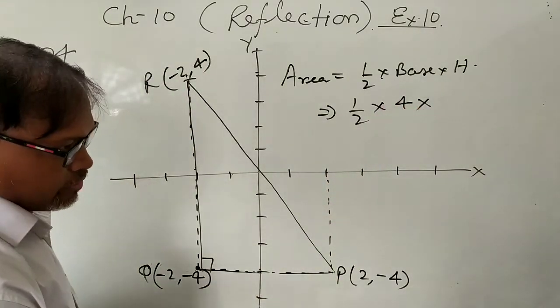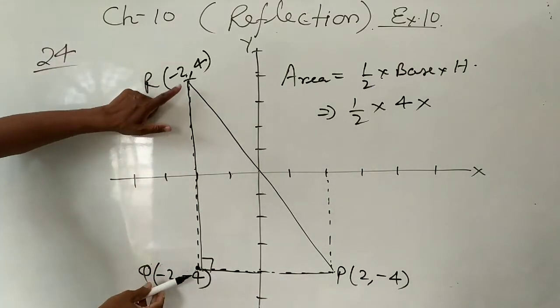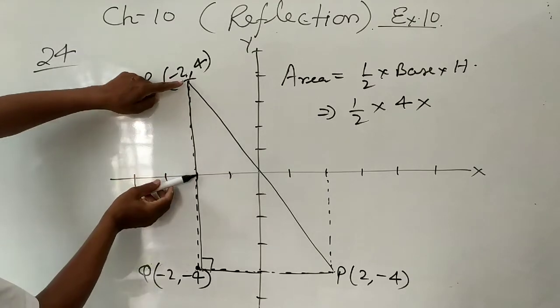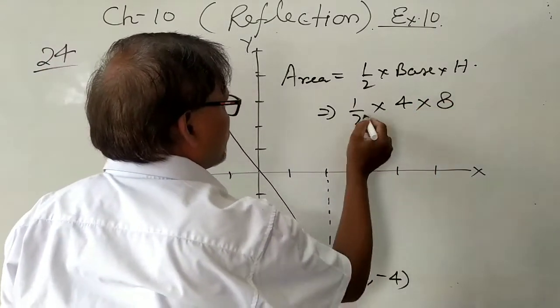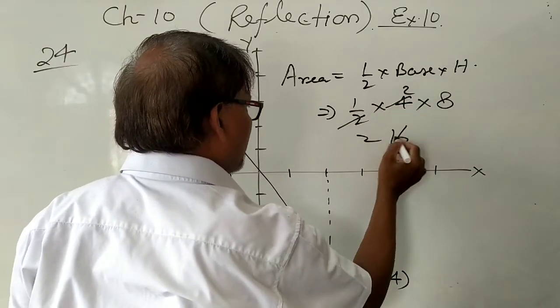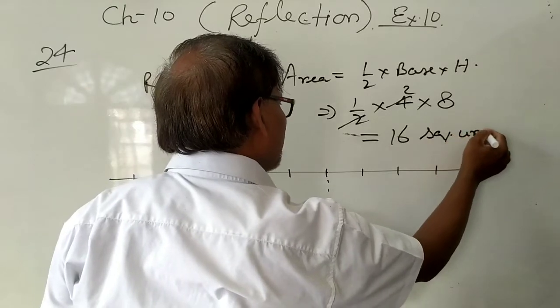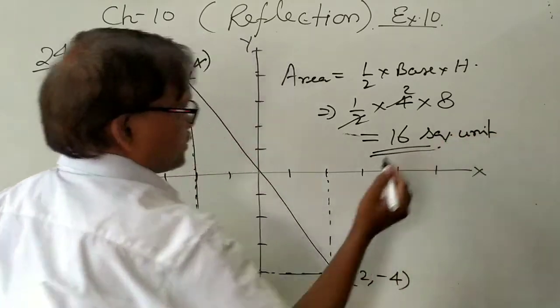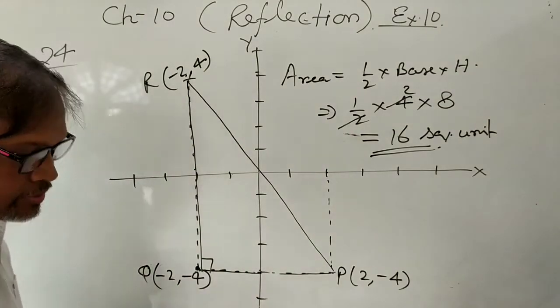Don't take the negative value क्योंकि length negative नहीं होगी. And the height will be that this is 4 and this is also 4. So total is 8. 2 2s are 4 means 16 square unit. This is the area of the figure. So by this way you can get the answer.